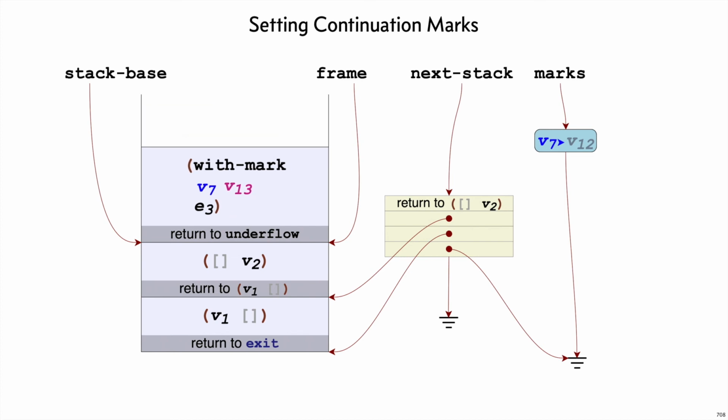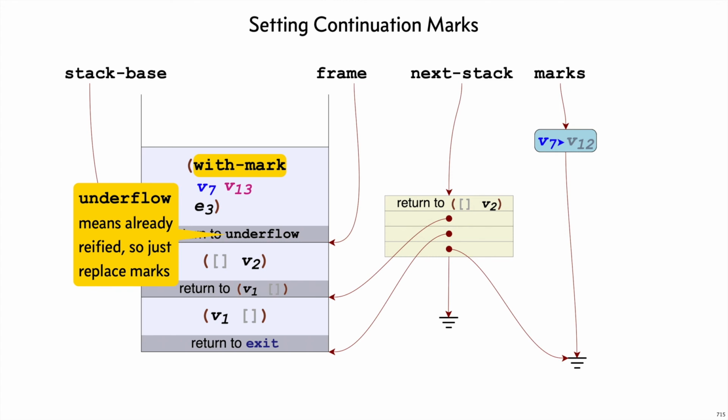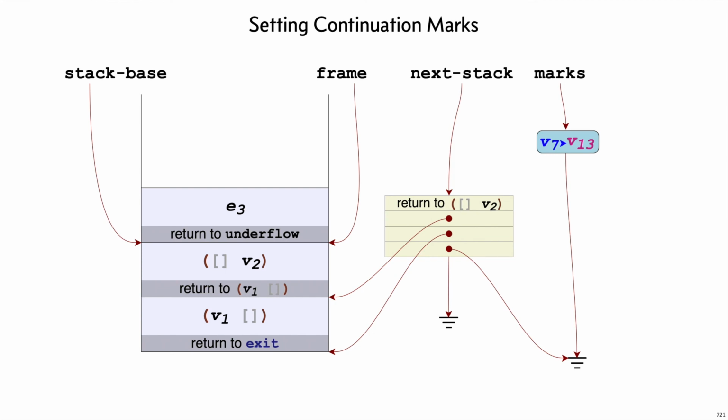Meanwhile, with mark continues evaluation with the body form. In this case, the body expression is another with mark form. It was in tail position with respect to the previous with mark, so we should not push further marks, we should instead replace. And the way we know to do that is the return address is already set to underflow. So with mark sees that the return address is set to underflow. It doesn't try to reify the continuation again. Instead, it just replaces the current marks record with a fresh one, mapping the key to the new value. Once again, we continue evaluation of the body expression E3.